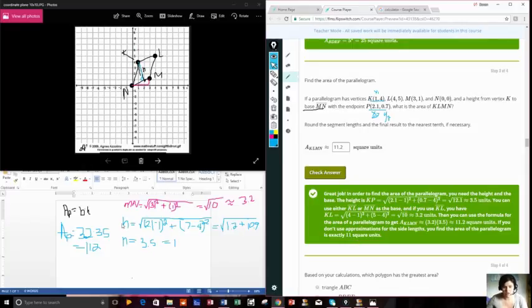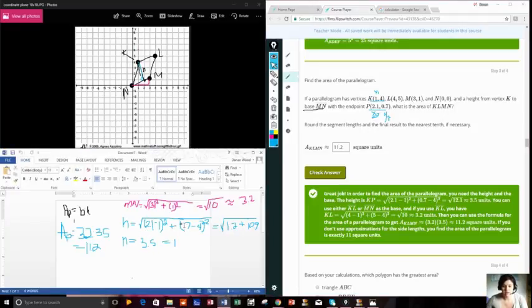So in certain circumstances you have to write out the algebra to find the horizontal distance and the vertical distance. And in other cases, if you can go along a straight horizontal line, you can count the horizontal distance. If you can go along a straight vertical line, you can count the vertical distance. So there are two ways to do it.